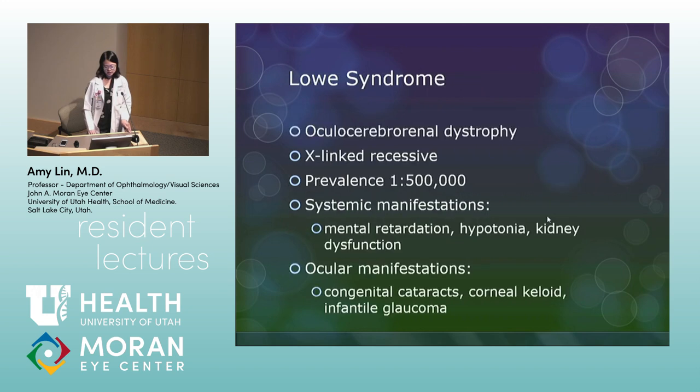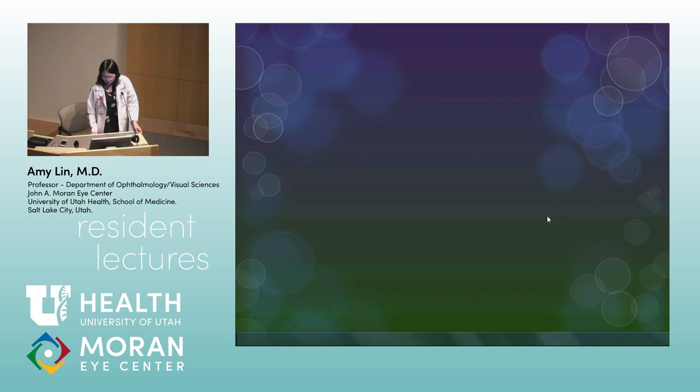Okay. This is Lowe's syndrome. Lowe's syndrome is also known as oculocerebrorenal dystrophy. It is X-linked recessive. Prevalence is quite rare, 1 in 500,000. Systemic manifestations: mental retardation, hypotonia, kidney dysfunction. Ocular manifestations are congenital cataracts, corneal keloids, and infantile glaucoma. And the patient does have, I don't know about the hypotonia and kidney dysfunction, but he has pretty much everything else. And that, I think, is it for that.